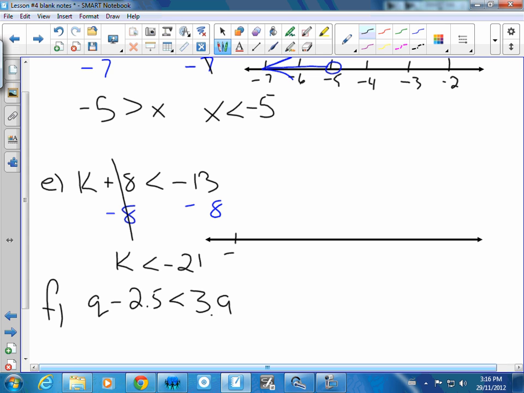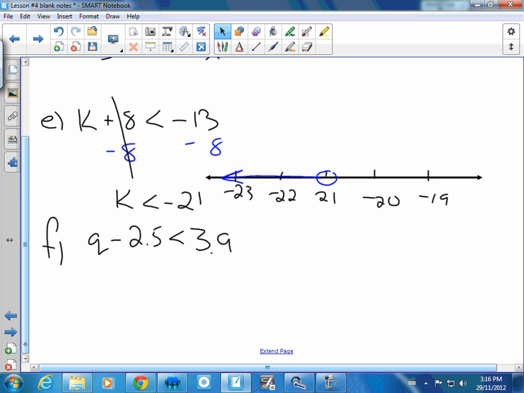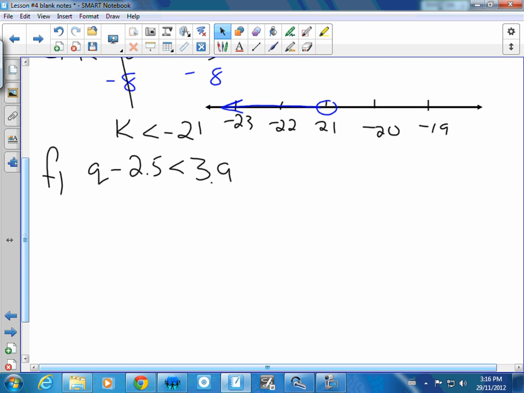Negative 23, negative 22, negative 21, negative 20, negative 19. Okay? Open or closed circle? Open. Which direction? Left. You writing this down? Of course not. You couldn't even be bothered to write this down. Thank you. This is why you're missing stuff, because you're not even writing it down.